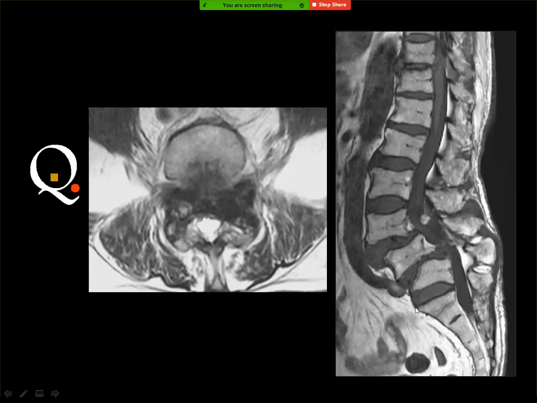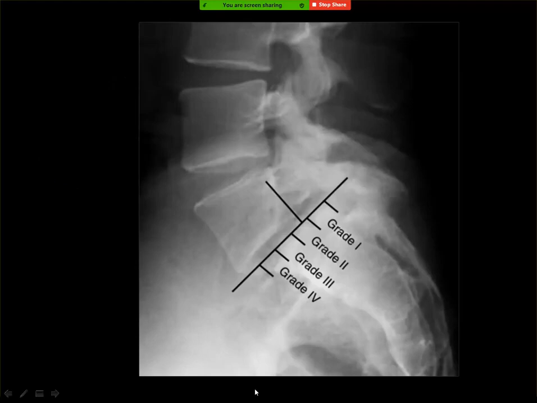Spondylolisthesis. Yes, multi-level spondylolisthesis. Do you think it is lytic or degenerative? No, lytic grade 2. And you see there is the break of the bars, but without the axial image, you can see that this is grade 2. This is grade 2 also, and in grade 2 you consider fracture of the bars.